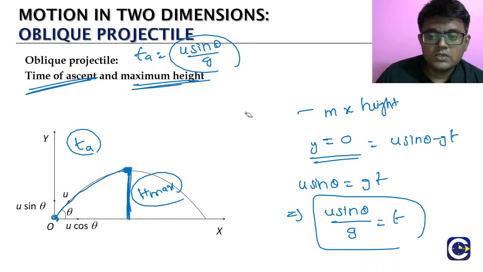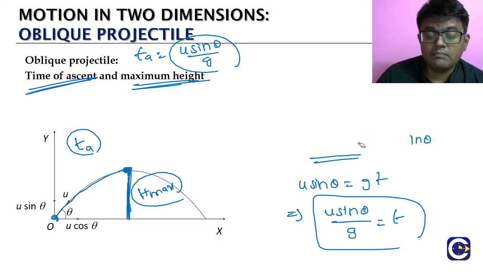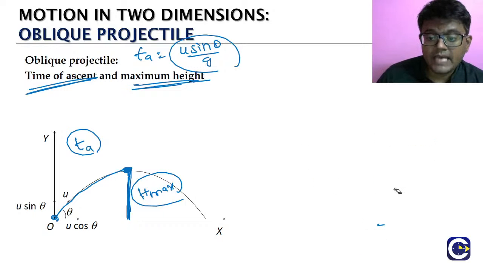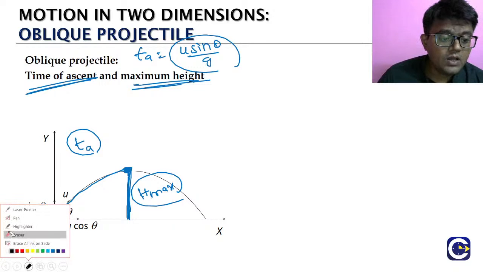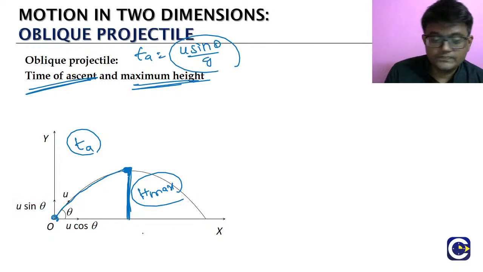We are also here to find the maximum height value. Look, how does the maximum height come? The maximum height is the vertical displacement. Maximum height is what? Vertical displacement.